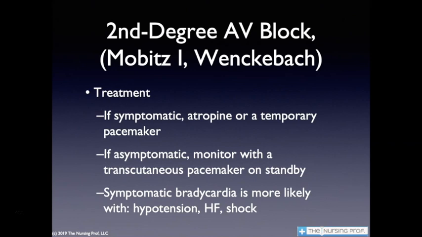If it's symptomatic, meaning that the patient's blood pressure is low and they are having symptoms of low blood pressure, then we may want to give some atropine or put in a temporary pacemaker in order to increase the heart rate. If it is symptomatic, we want to monitor and possibly have a transcutaneous pacemaker on standby.